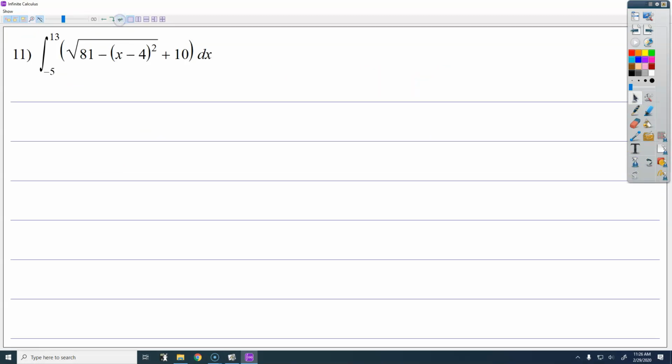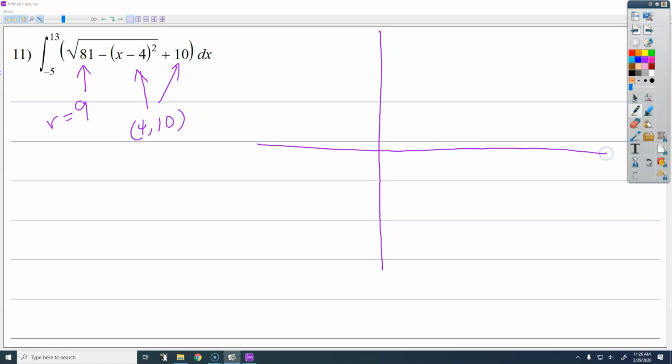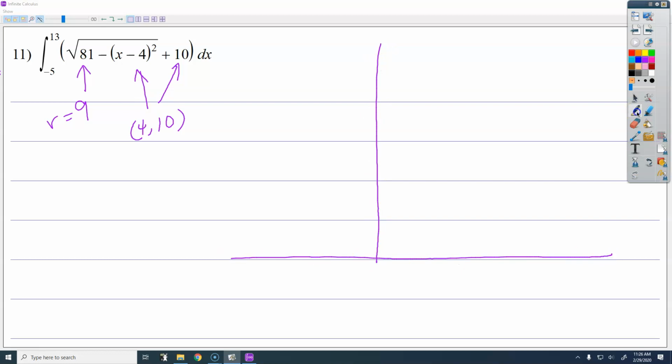Next one. Same type of question here. In this case, I have a radius of 9. My center is going to be 4, 10. So let's graph that. Matter of fact, I think I'm going to need to make it a little bit taller. Okay, so my center is 4, 10, so over 4, up 10. Should be right about here.